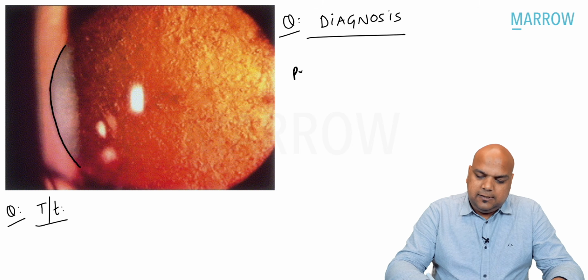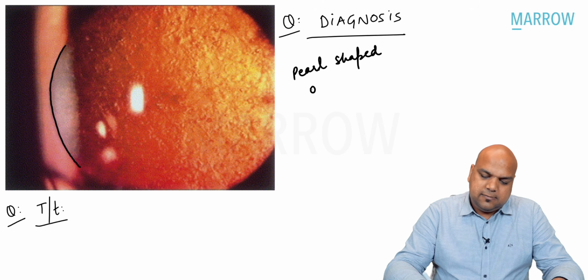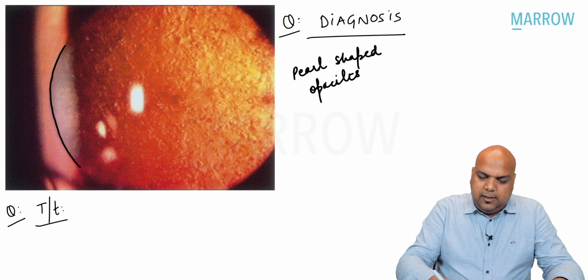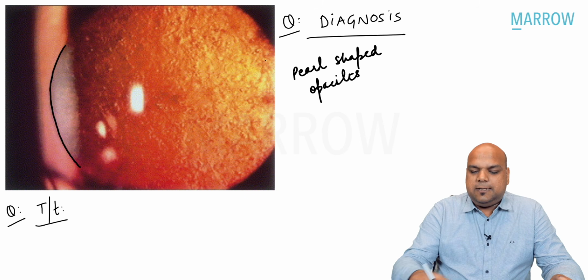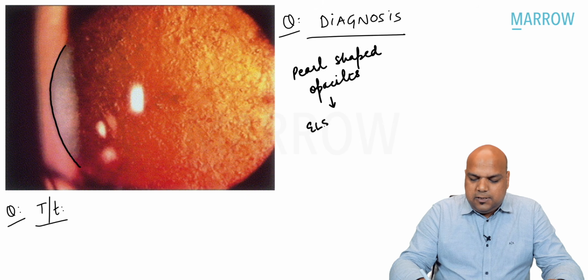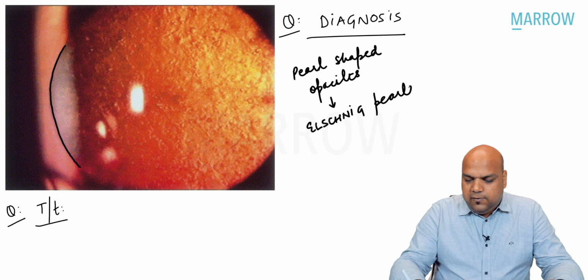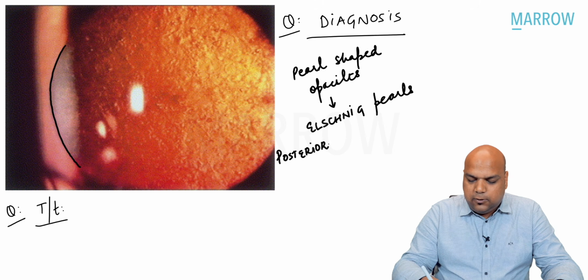So now I see there are pearl-shaped opacities. I hope I can see. There's a circular IOL, and behind that there are pearl-shaped opacities. Pearl-shaped opacities means we are talking about Elschnig pearls. We are talking about the complication of cataract surgery, most common late complication, which is called posterior capsular opacification.